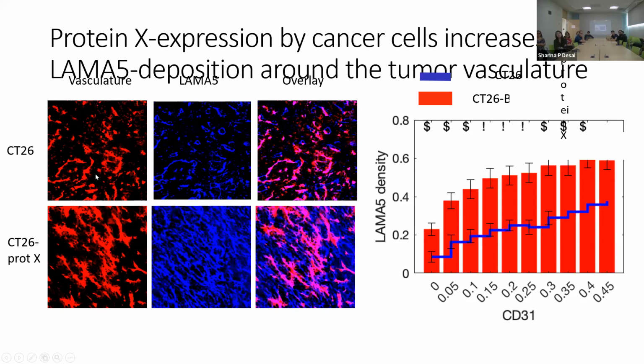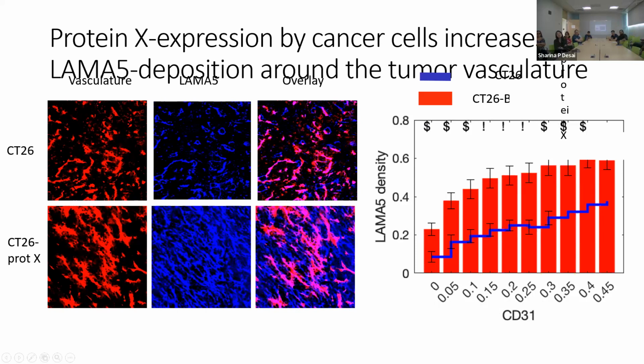Here is an example where I'm looking at two channels. One is the vasculature, the other is laminin alpha 5. Laminin alpha 5 is a laminin associated with the basement membrane, so you would assume it to be associated with the vasculature. I'm comparing here because I found there is more laminin 5 in these overexpressing tumors, and then I quantified it for each vascular density.